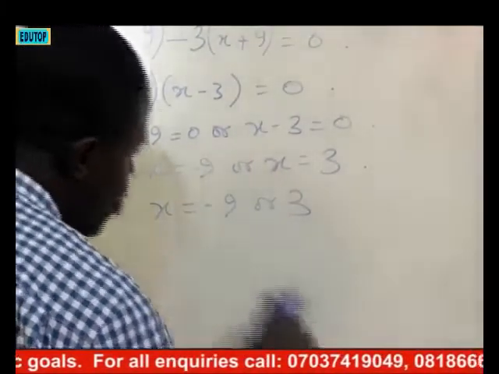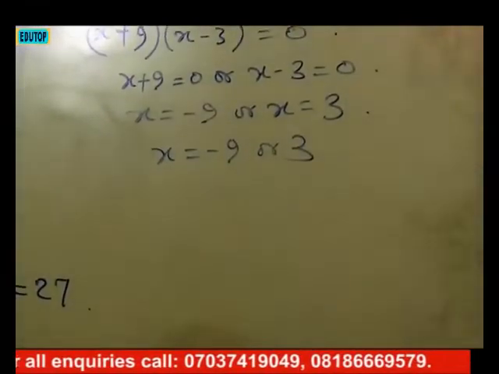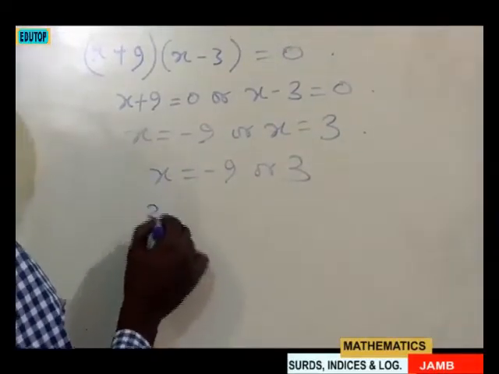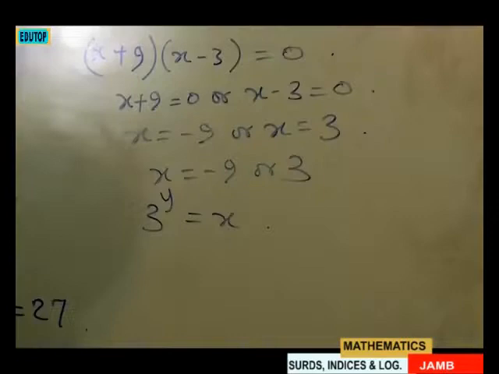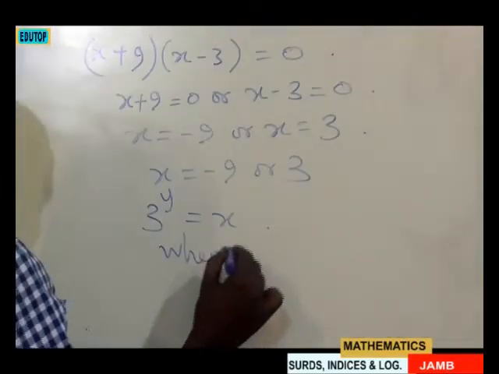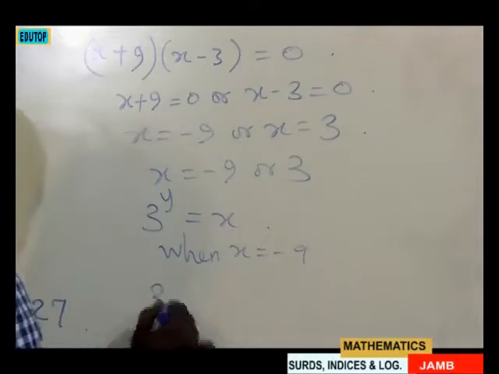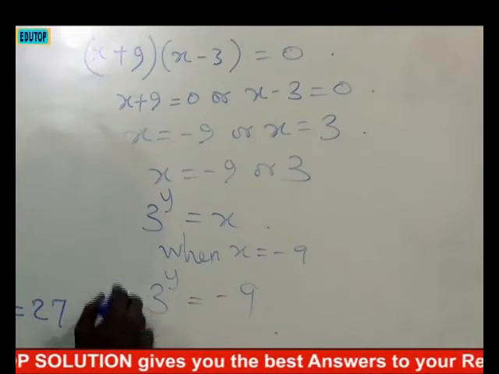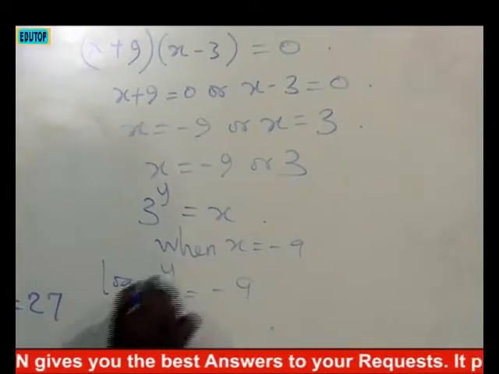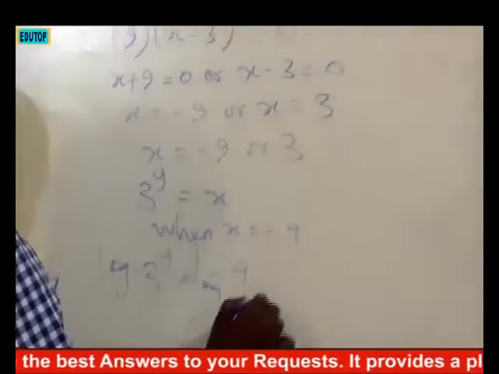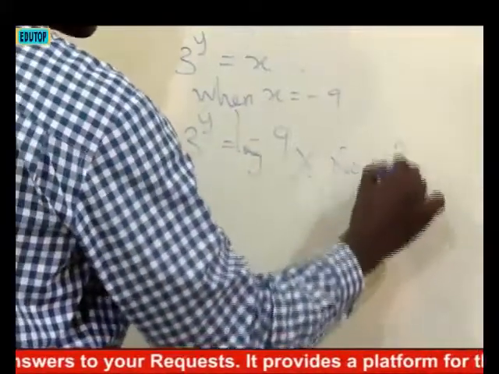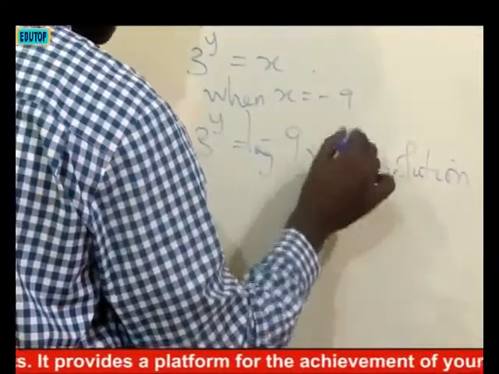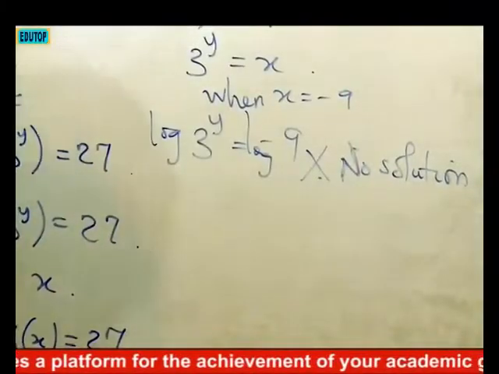Is this my final answer? No, because the question never asked me to calculate x. The question only asked me to solve for y. But I've made an assumption here when I said let 3 raised to power y equals to x. So in this situation, when x is now equals to minus 9, I'll have 3 raised to power y equals to minus 9. To this particular, by introducing logarithm to both sides, there is never a logarithm of a negative, so there will be no solution to this particular question. So the value of y is not going to be what? You don't have a real value of y, so that's why there will be no solution.